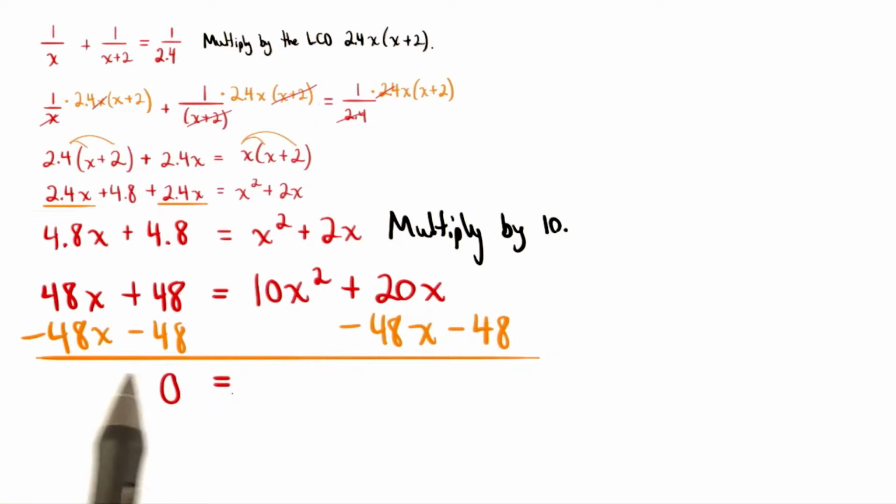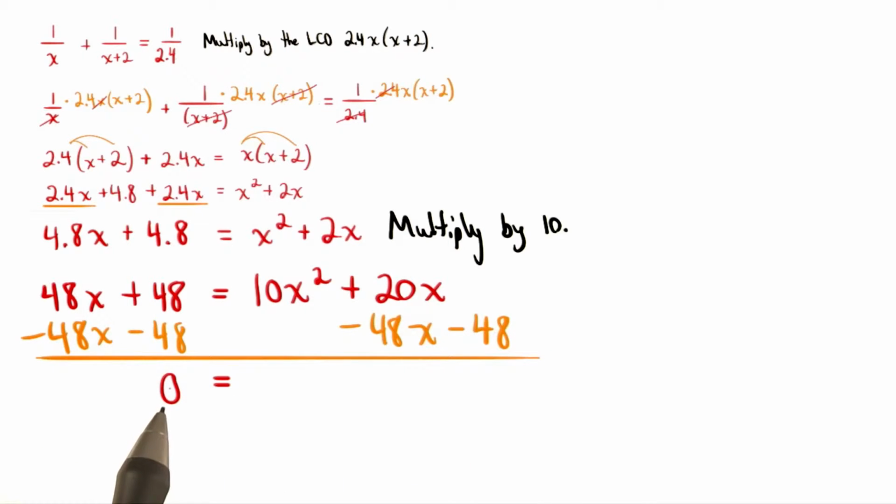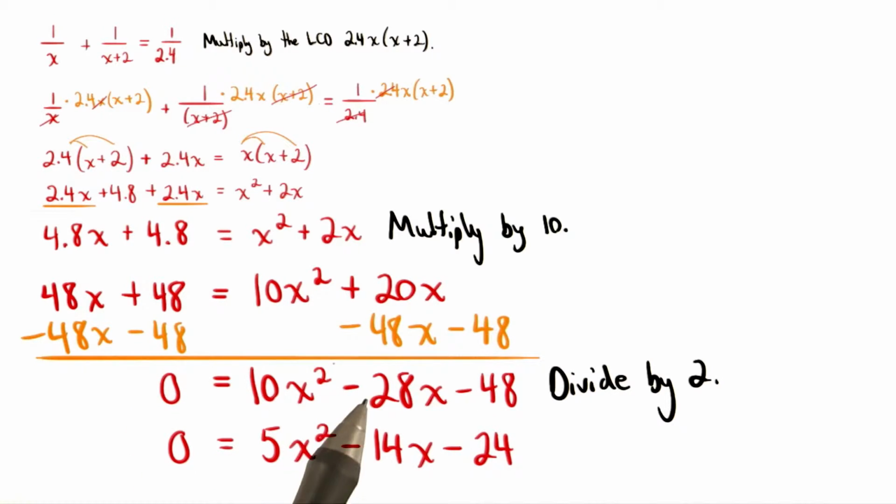Now we're ready to move these two terms to the right-hand side of our equation so we can get 0 on the left side and a quadratic expression on the right-hand side. Now we're ready to divide this equation by 2, since all of these coefficients are even. When we divide each of these terms by 2, we'll get this new equation.